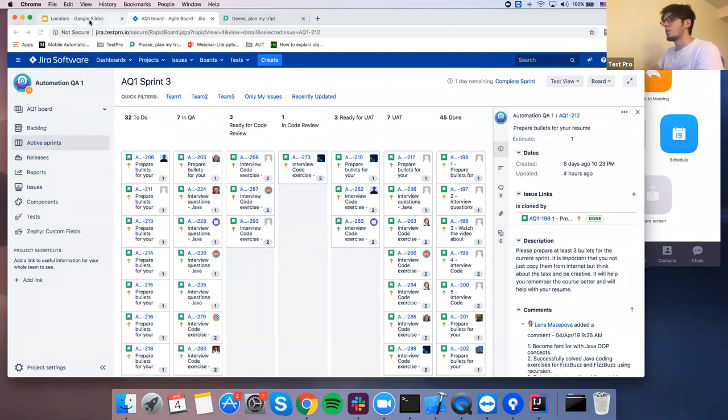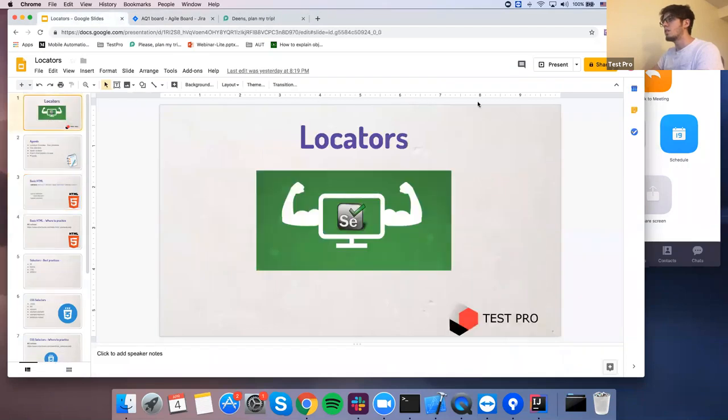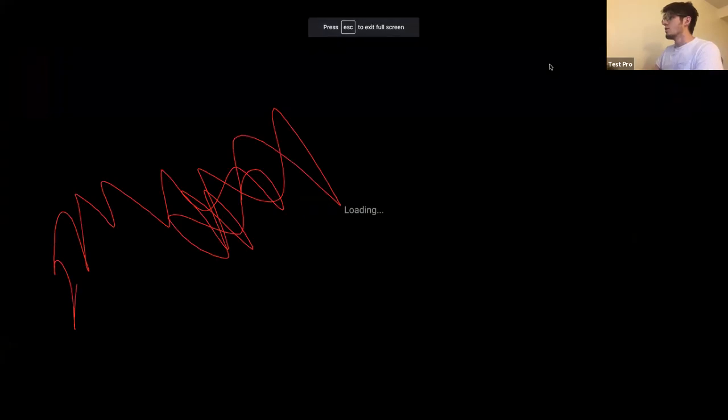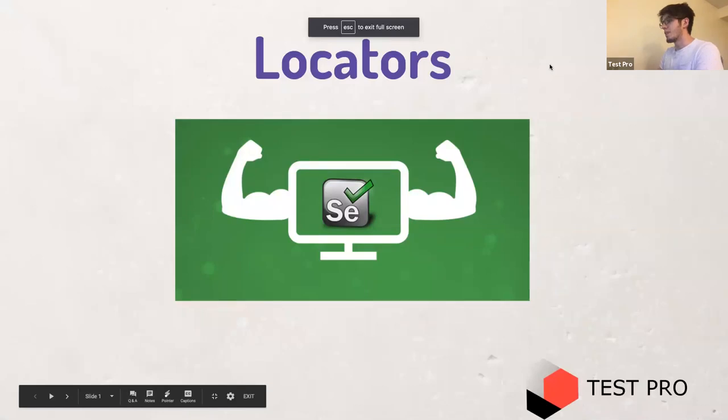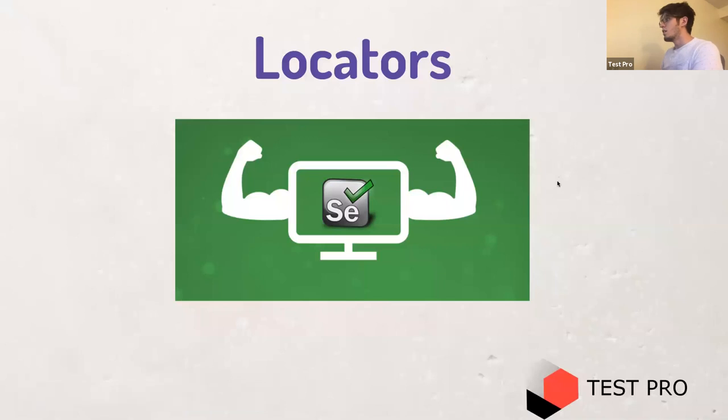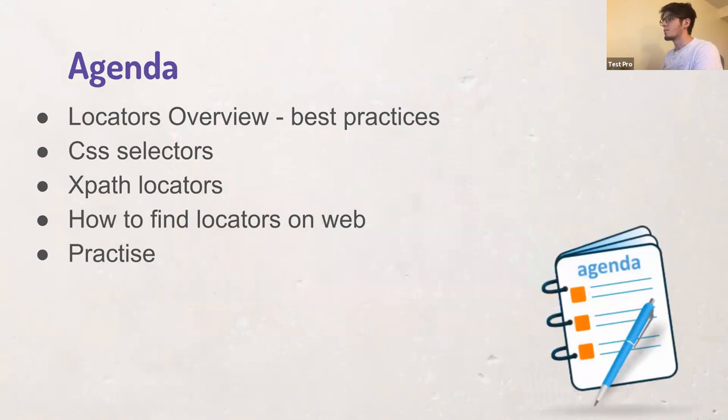And I guess we can start. So today is going to be a very big topic. Today we're going to talk about locators. I'm going to explain what locators mean a little bit later. So here's our agenda. First of all, we're going to talk about the locators overview, and a little bit more about some HTML basics, what the element means, what the attribute is, and what's the difference between them.